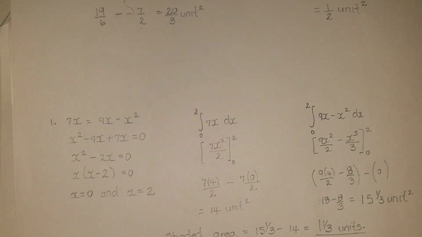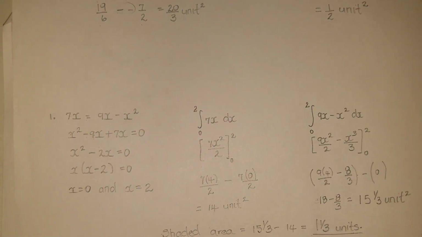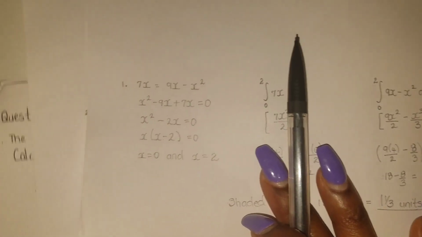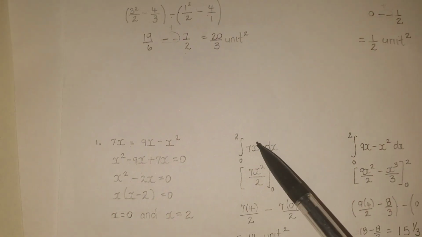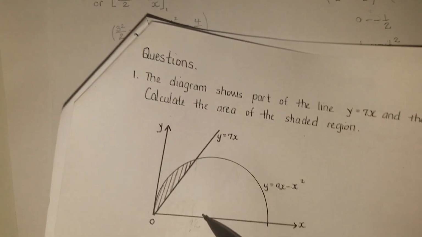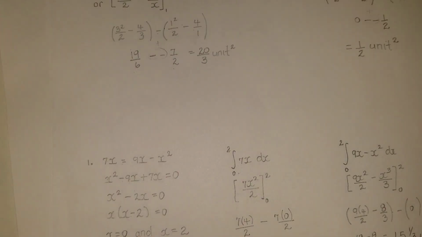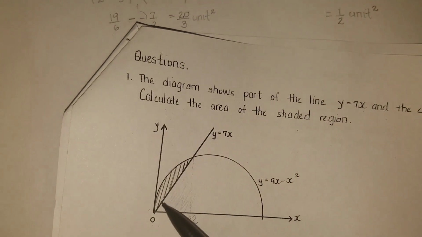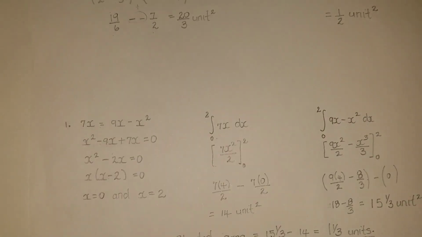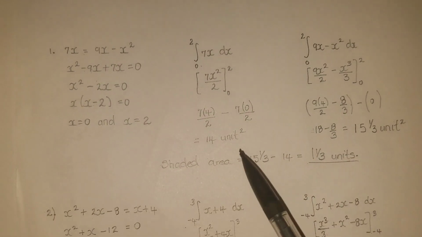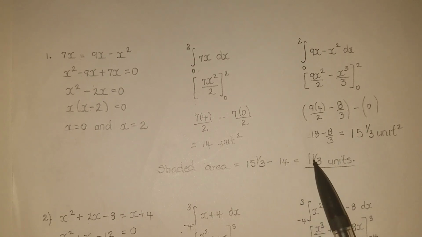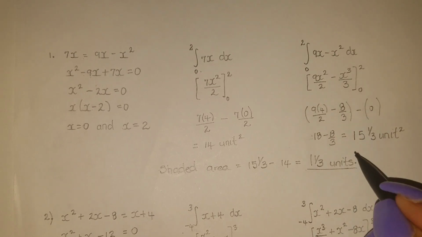Just as before, there's an alternate method. We can find the area under the function 7x, which was for the line, as well as the area under the curve 9x minus x squared, which was right here, and subtract the smaller area from the larger area, which still yields the same answer of 1 1/3 units squared.